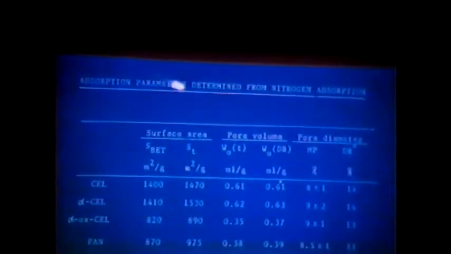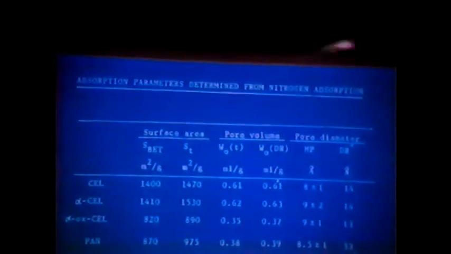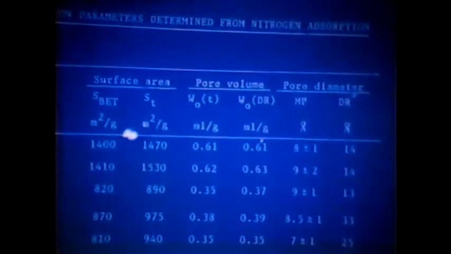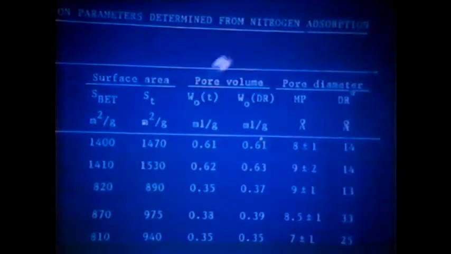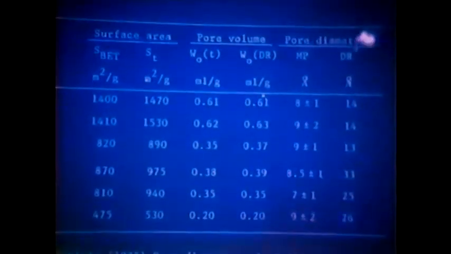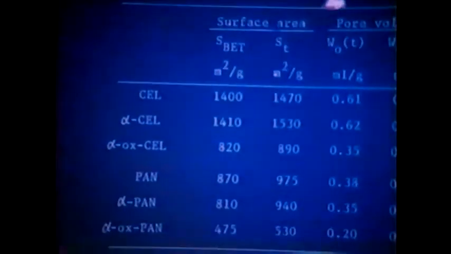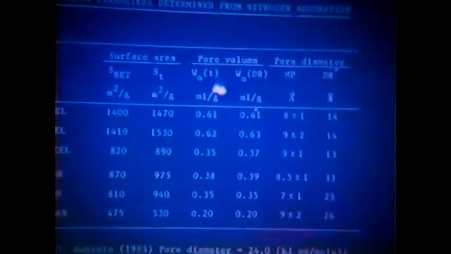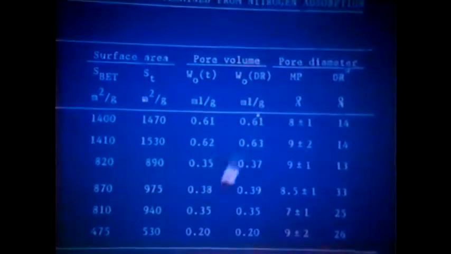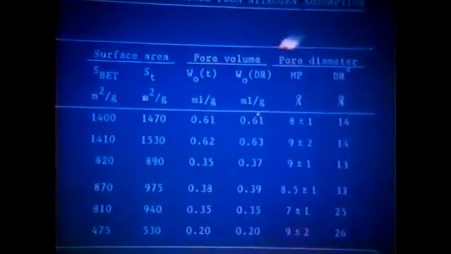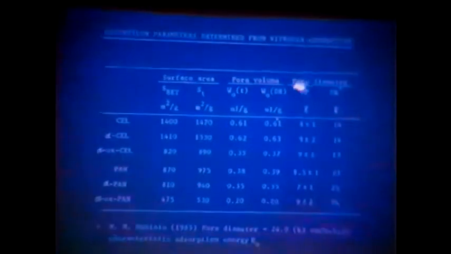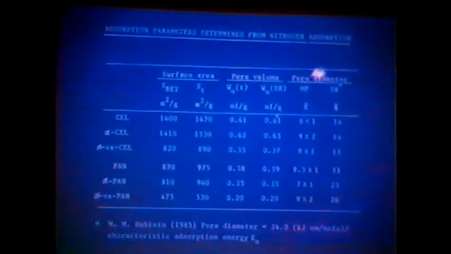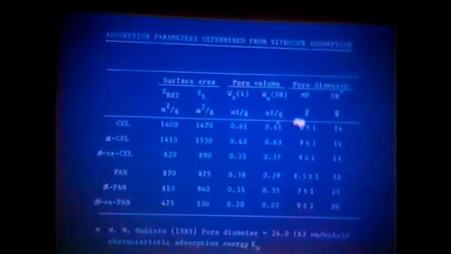This table summarizes adsorption parameters determined from nitrogen adsorption. Each column shows surface area, pore volume, and pore diameter. Specific surface areas from BET and t plots agree with each other, and pore volumes from t and DR plots coincide. The pore diameters of these samples, determined by micropore analysis, are 7 to 9 angstrom.